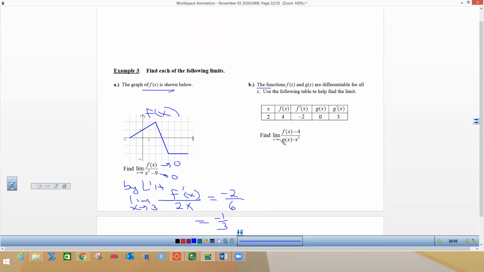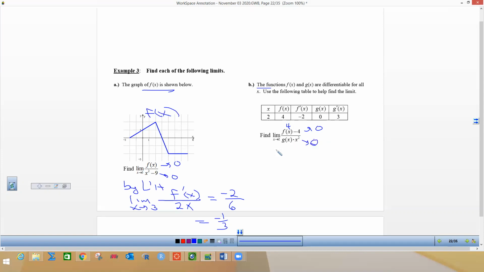So we want to plug 2 in here. So f of 2 makes this a 4. So you should show the top part's going to 0. You plug g of 2 in down here. So you plug 2 in. g of 2 is 0. And 0 times anything is 0. So this one goes to 0.